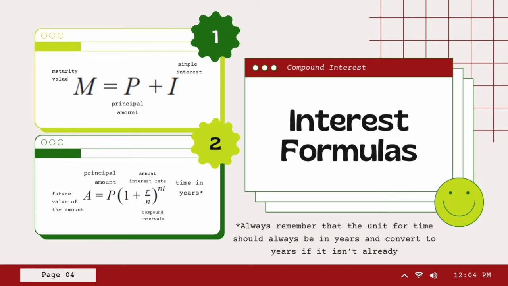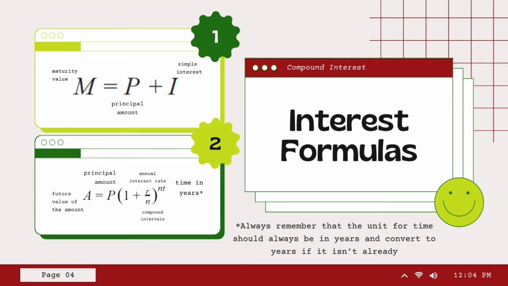For the formula used in finding compound interest, we have A equals P times quantity 1 plus R over N to the power of NT, wherein A is the future value of the amount, P is the principal amount, R is the annual interest rate, N is the compound intervals, and T is the time in years.